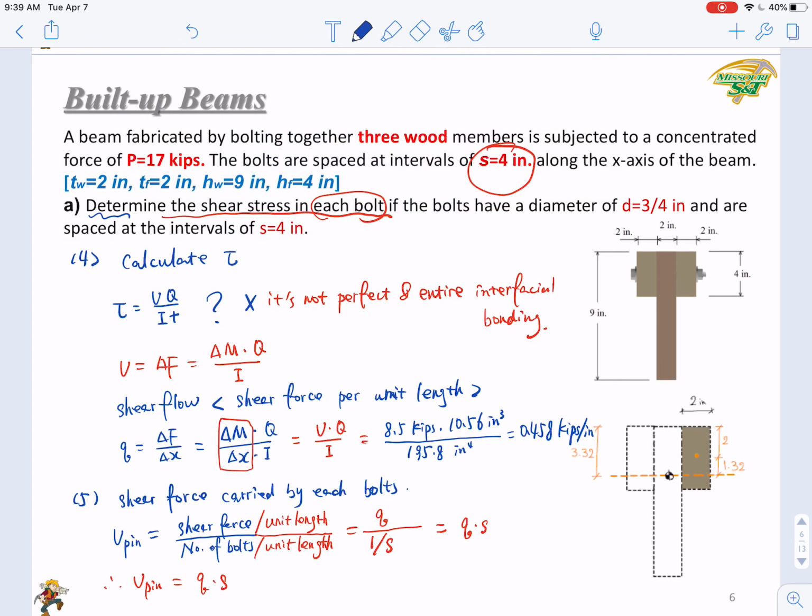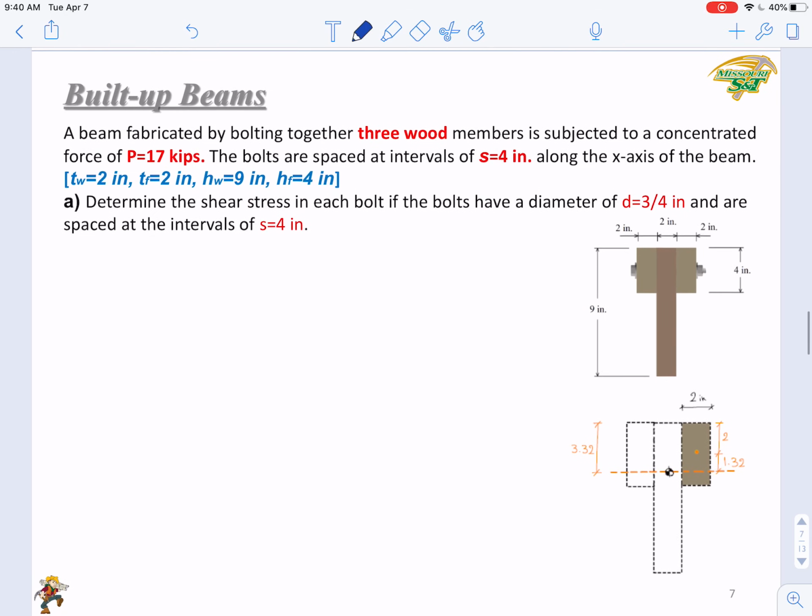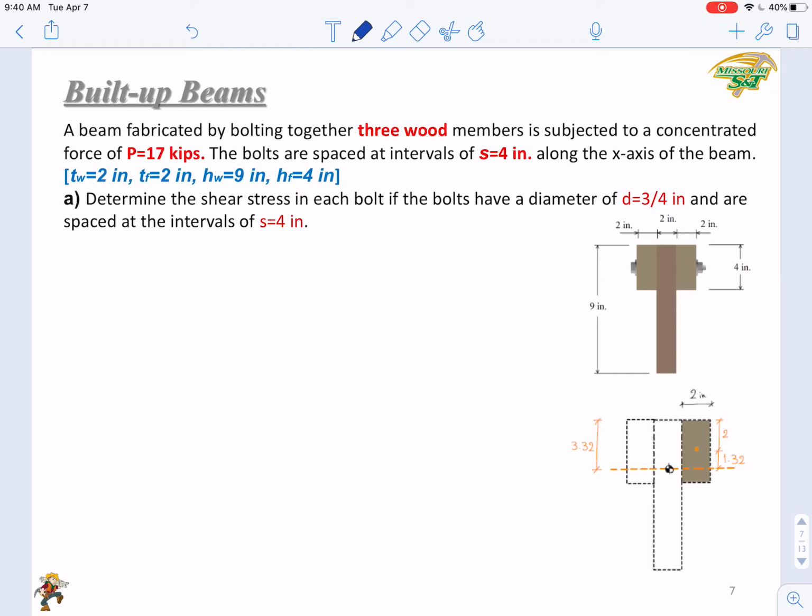We just derived it, and it is 0.458 kips per inch times 4. You get 1.832 kips. It seems that the rest of the problem will be easy enough, since you already determined the shear force in each bolt.